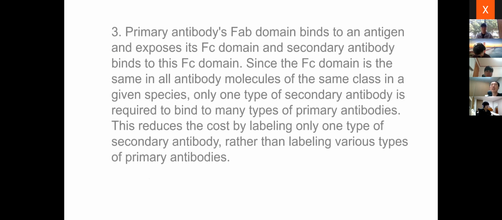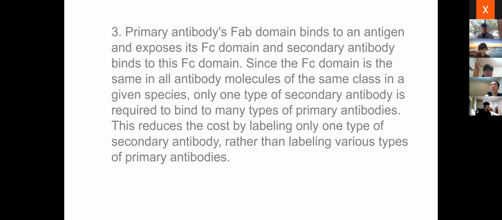The really important part is this part. By utilizing the primary antibody, and then if you use a secondary antibody, if you should label primary antibodies one by one, it's a lot of work. You need to have the primary antibody prepared, and then label one by one. Sometimes it's very difficult, or the efficiency is very low.